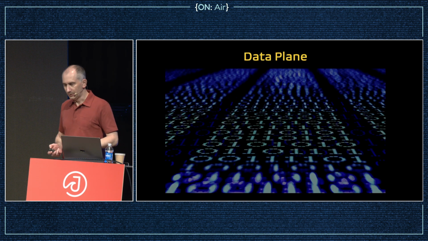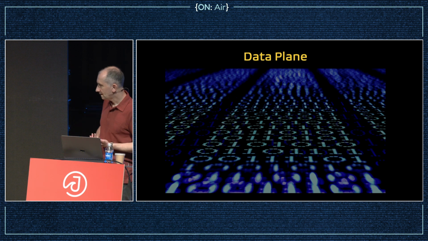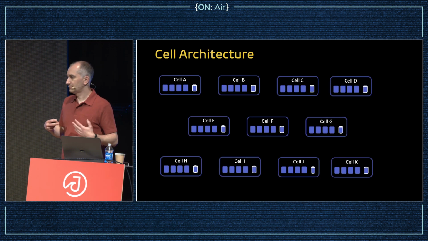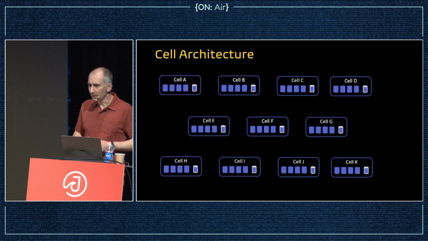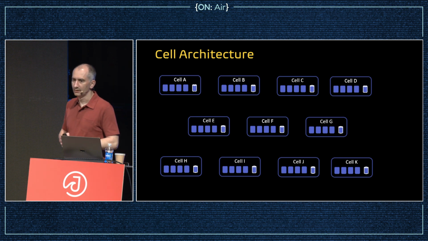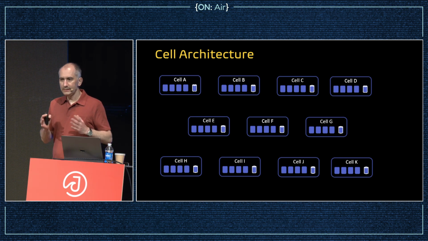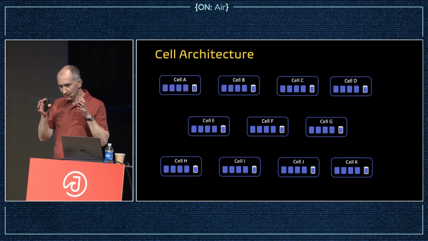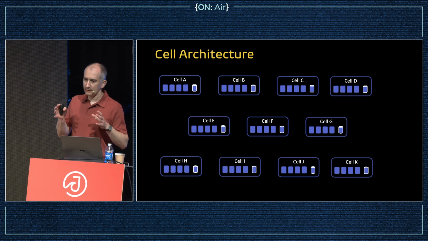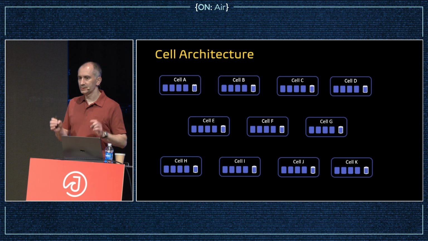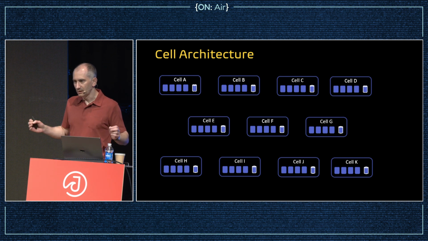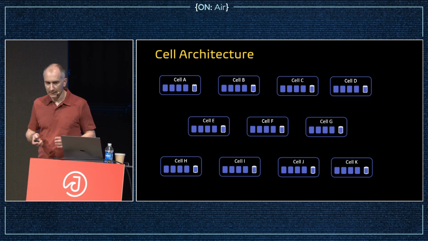So let's look at the data plane, how we build it. We applied the so-called cell architecture. I don't even remember who introduced it and when, but the idea is simple and intuitive. You want to break your data plane resources into isolated pieces, call them cells, that have one goal: to minimize the chance of correlated failures or cascading effects of any kind of outages.